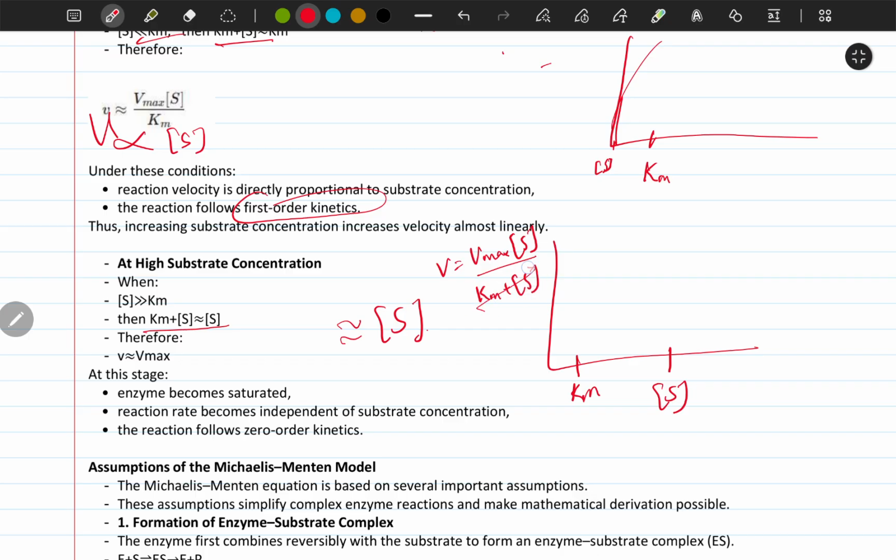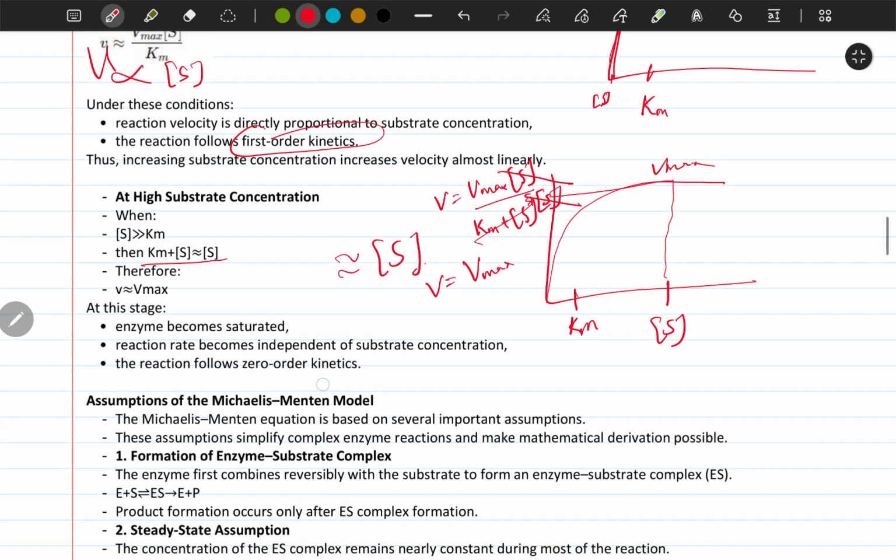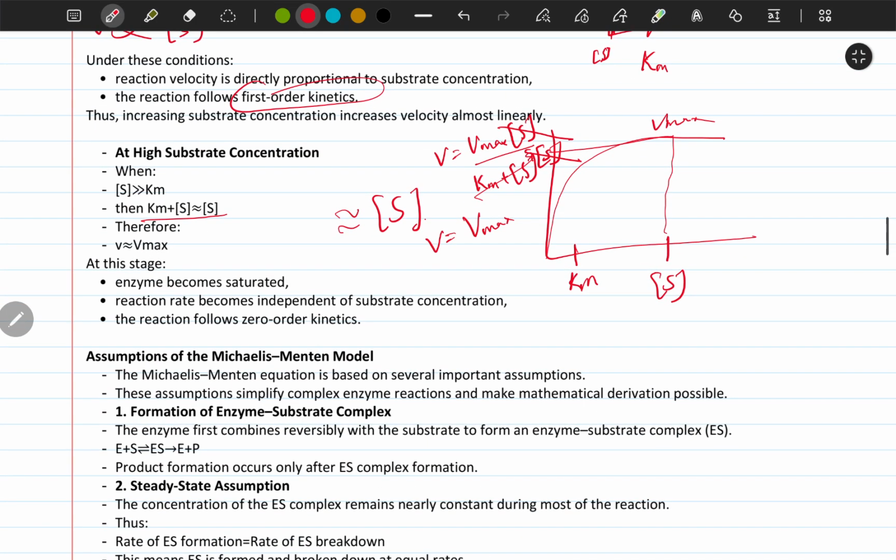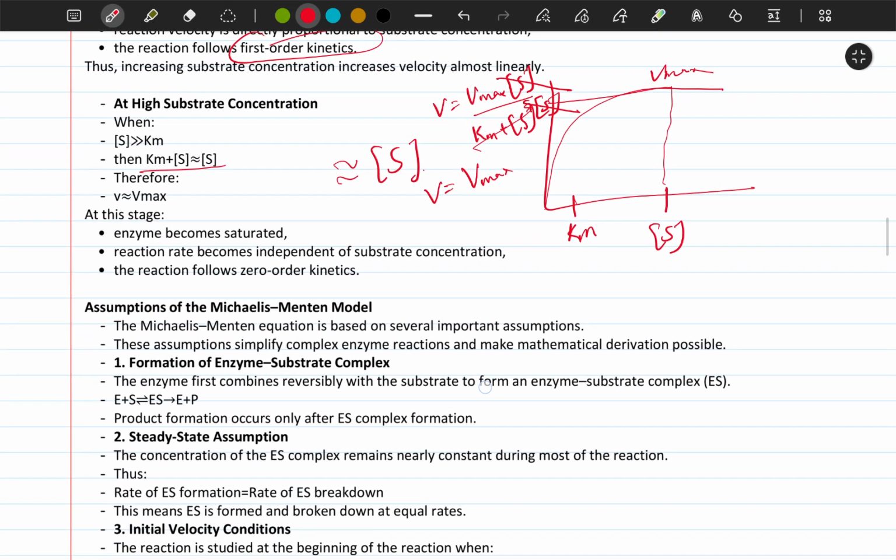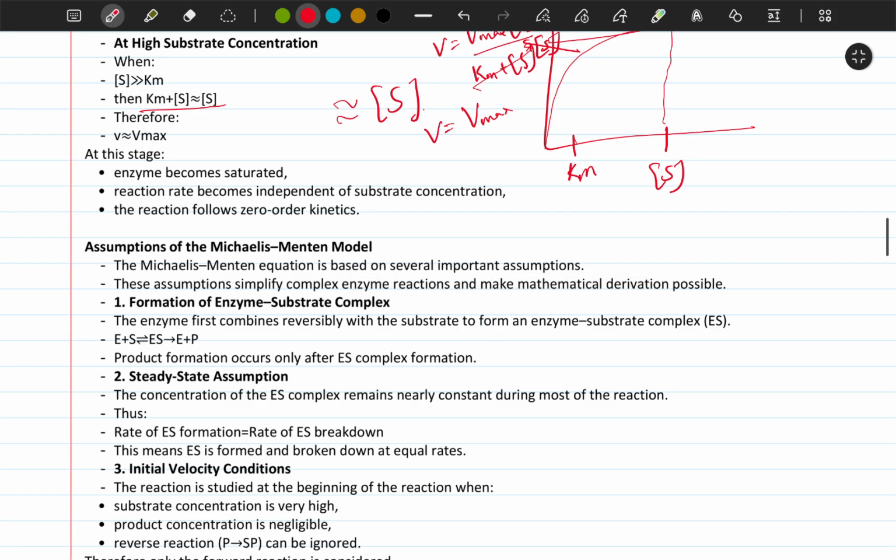Now we are saying this is equal to S, substrate only. So this will cancel out with this. So velocity is equal to Vmax. Okay, because Vmax, this is something like this. Enzyme becomes saturated, reaction rate becomes independent of the substrate, and it is a zero order kinetics.